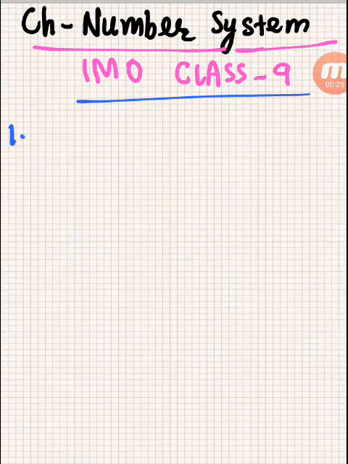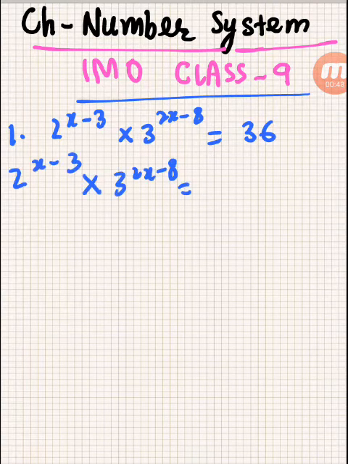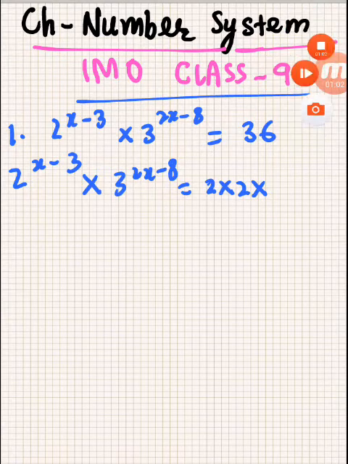So first question is 2 raised to power x minus 3 into 3 raised to power 2x minus 8 is equal to 36. So we have to find the value of x here. So what we'll do is first we'll make the prime factors of 36. So prime factors of 36 are 2 into 2 into 3 into 3. So these are the prime factors.